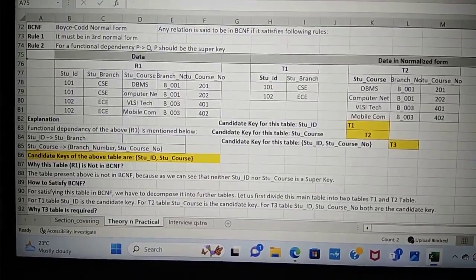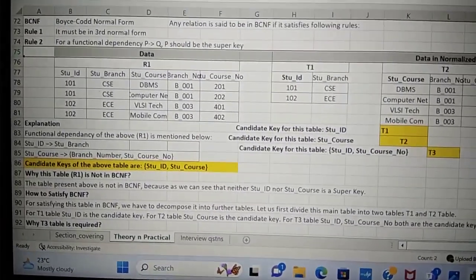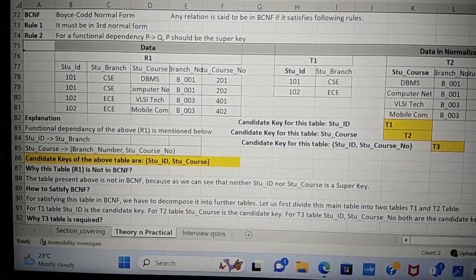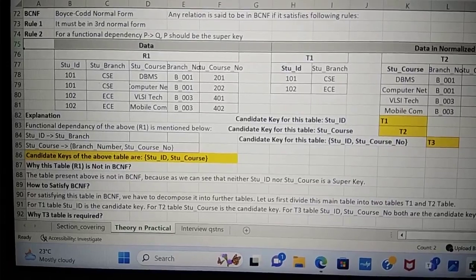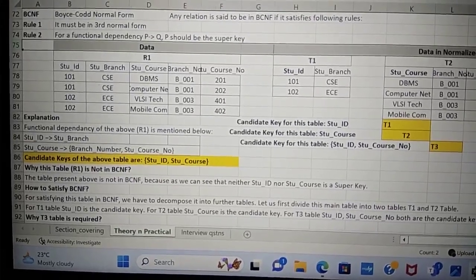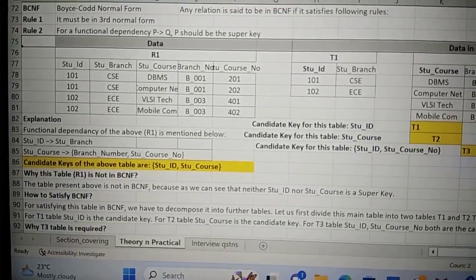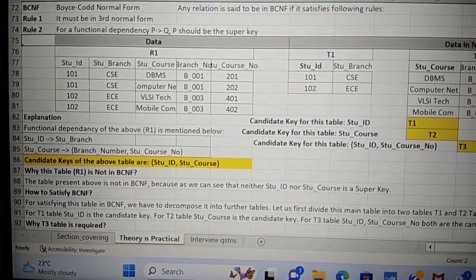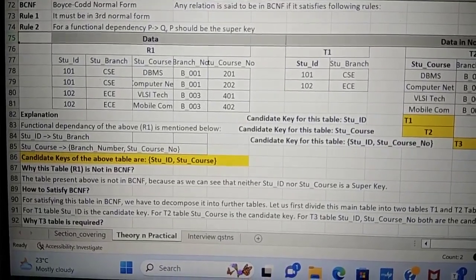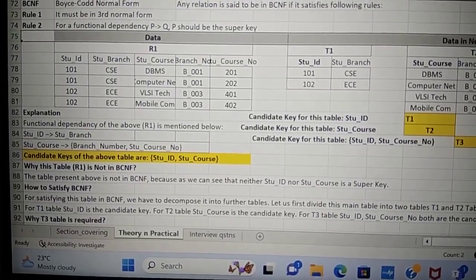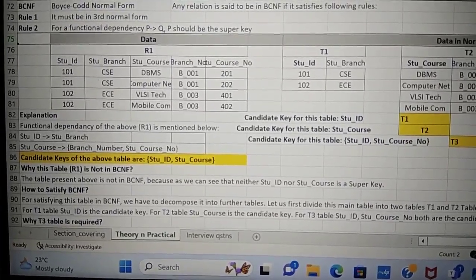The functional dependencies of the R1 table are mentioned below. Student ID determines student branch. There is a dependency, we can say, between student ID and student branch. Student course determines branch number and course number. So the candidate key for this table R1 is student ID and student course. But we can see student ID and student course are not the super key of the R1 table. Hence, this doesn't satisfy the BCNF rule.